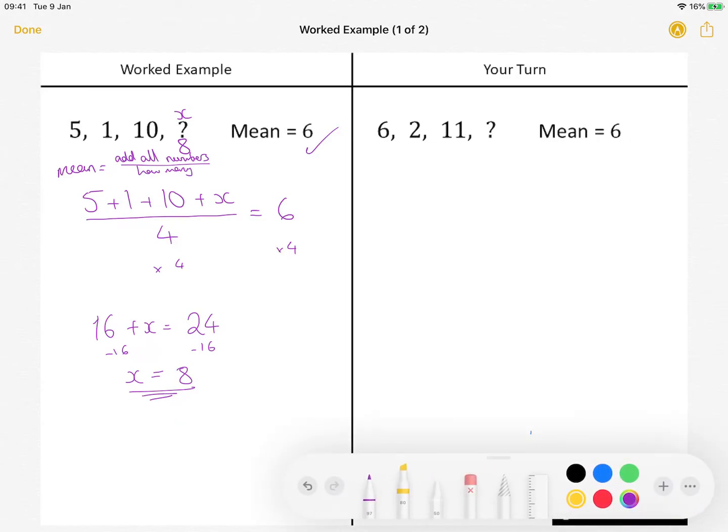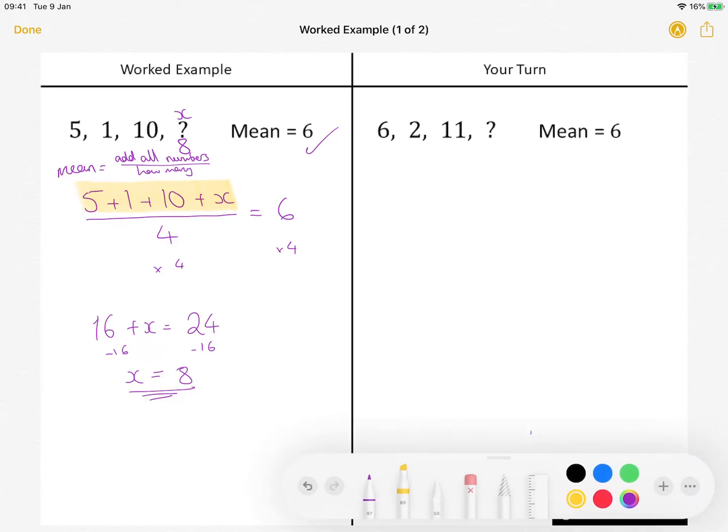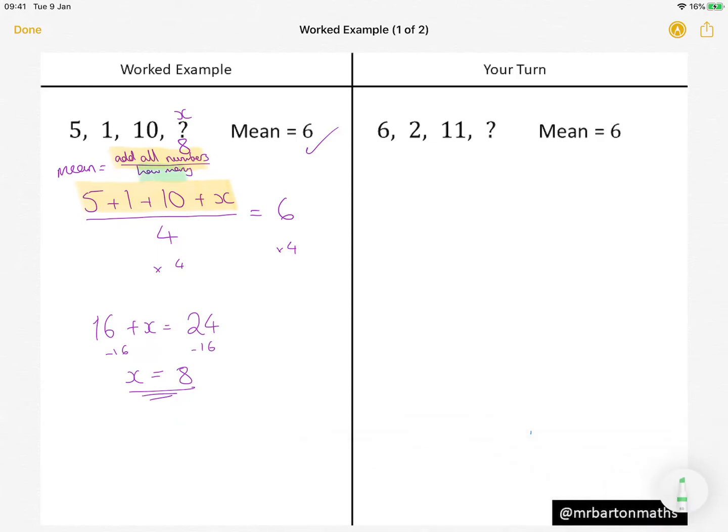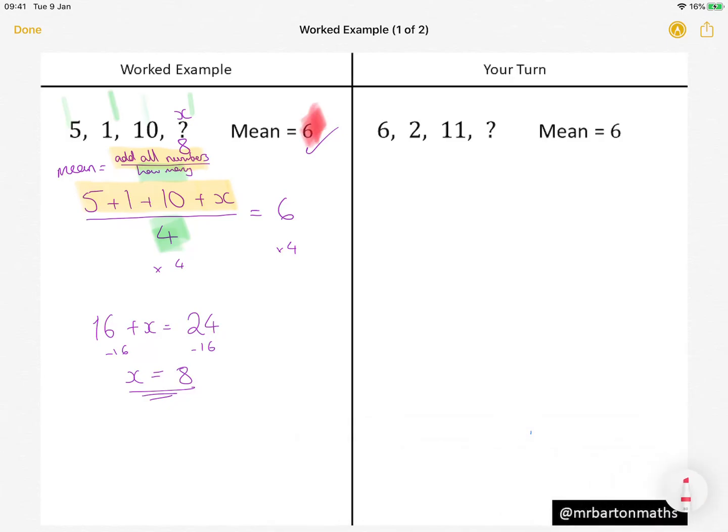So when I'm adding all the numbers, I know 5, add 1, add 10, add X. I can still use my formula even if I don't know what one of them is. So I'm saying if I add all those numbers up, that's the adding them all up part, and then divide by how many there are. Well, there's 1, 2, 3, 4. That's where this 4 comes from. Then I know that my mean is equal to 6 because I'm told that in the question.